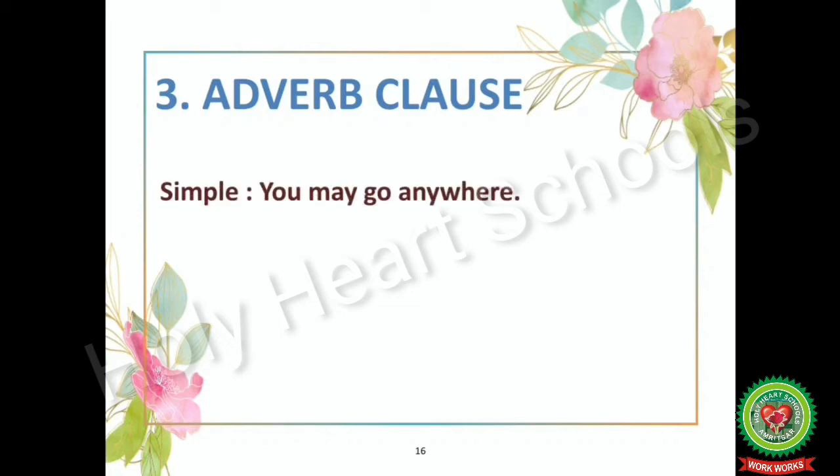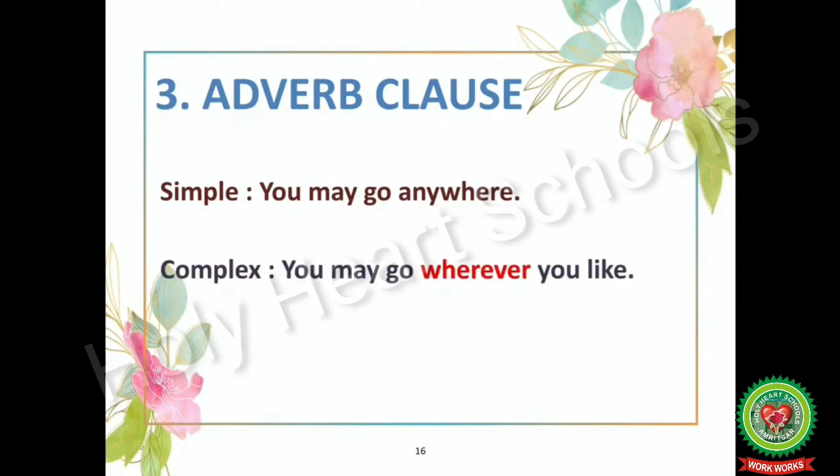Now see the first example. You may go anywhere. Here we need a subordinate conjunction that tells us about place. So here for anywhere, we can use the conjunction wherever along with the subject and verb. So our answer will be, you may go wherever you like. Here subordinate conjunction is wherever and two finite verbs are go and like.